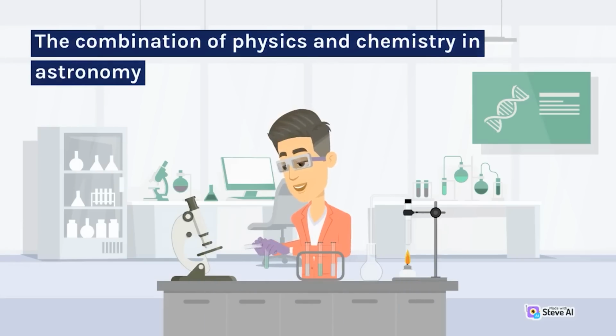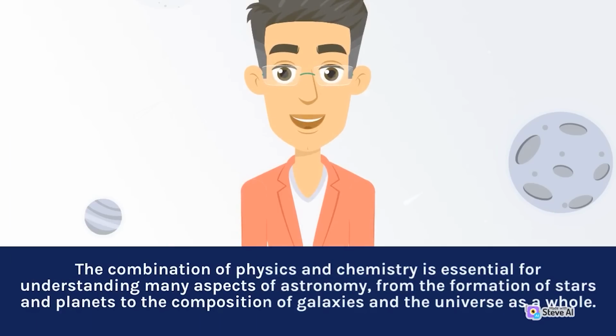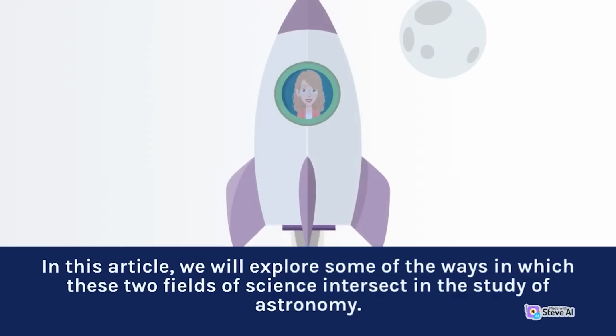The combination of physics and chemistry in astronomy. The combination of physics and chemistry is essential for understanding many aspects of astronomy, from the formation of stars and planets to the composition of galaxies and the universe as a whole. In this article, we will explore some of the ways in which these two fields of science intersect in the study of astronomy.